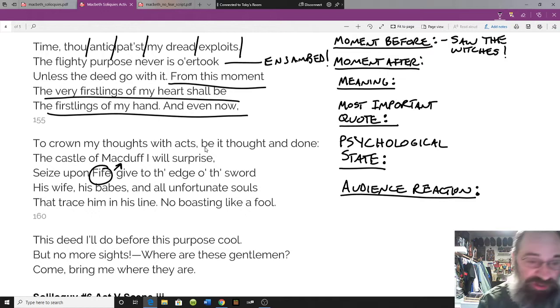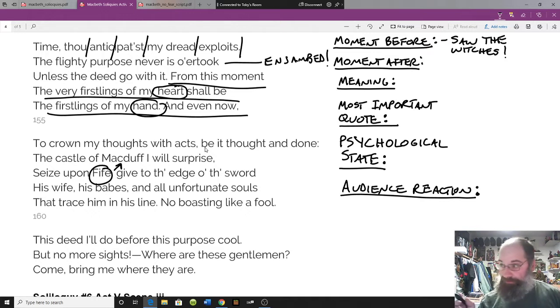Now notice the antithesis, my acting students, my advanced drama students. The very firstlings of my heart shall be the firstlings of my hand. And even now, to crown my thoughts with acts, be it thought and done. The castle of Macduff I will surprise, seize upon Fife, give to the edge of the sword his wife, his babes, and all unfortunate souls that trace him in his line.